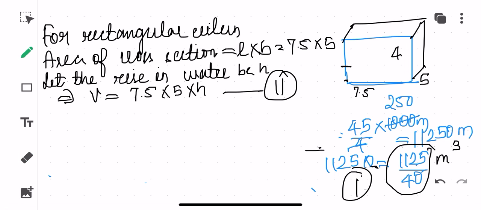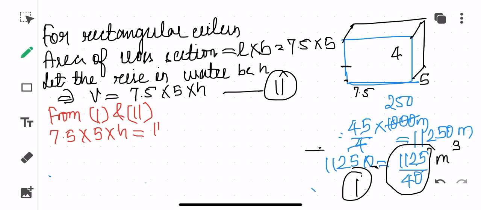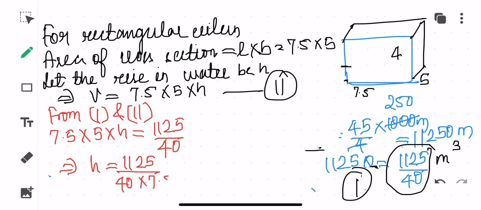Okay, so write down from 1 and 2, 7.5 into 5 into h is equal to 1125 divided by 40. Okay, so you just now need to calculate h. So h will be equal to 1125 divided by 40 into 7.5 into 5. So ultimately we are going to cancel out everything, children. So how much are we getting?